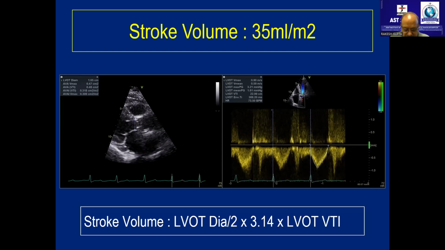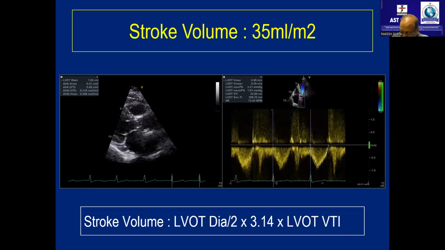Clear? Any questions on this? So we have to use pulse wave here. Otherwise, if you put a continuous wave Doppler, it'll take care of the velocity across the LVOT and aortic valve. So suppose aortic valve stenosis is present, you will not be able to get the LVOT VTI. You'll be getting the aortic valve VTI, because the aortic valve VTI is dominant. If you divide this stroke volume by the aortic valve VTI, you'll get the aortic valve area automatically.